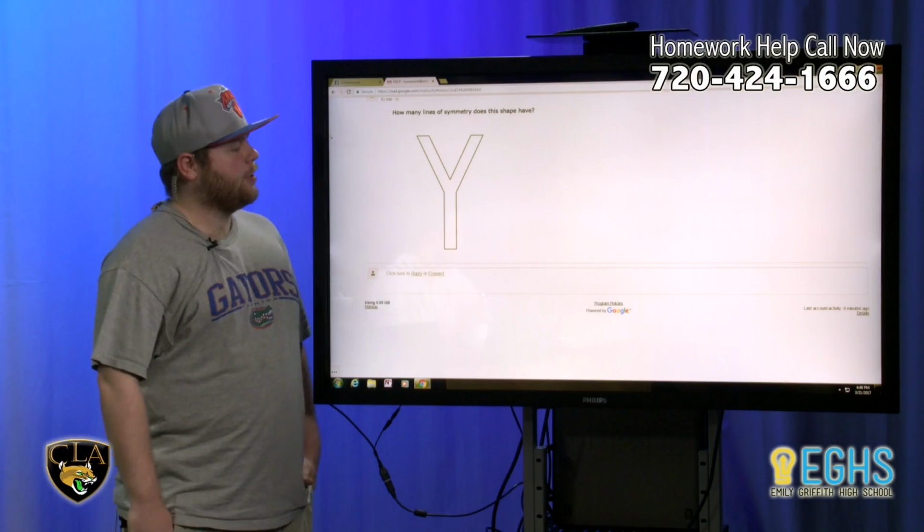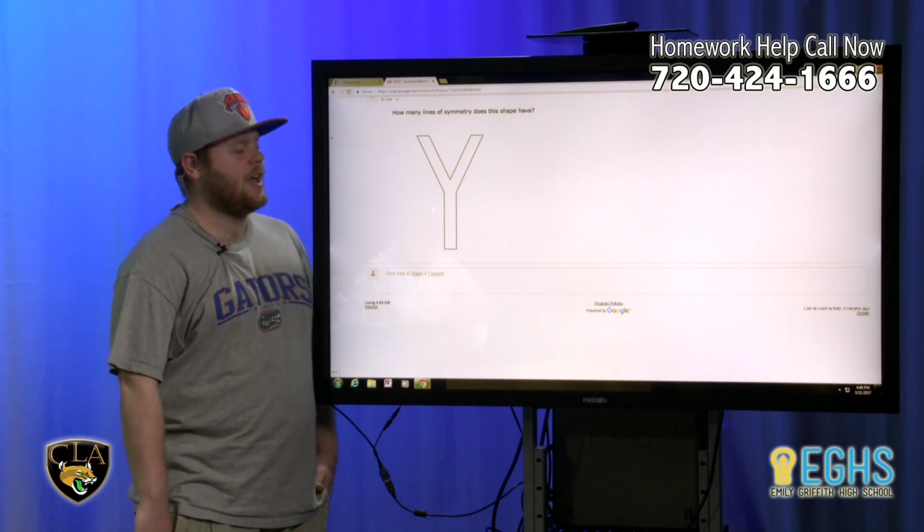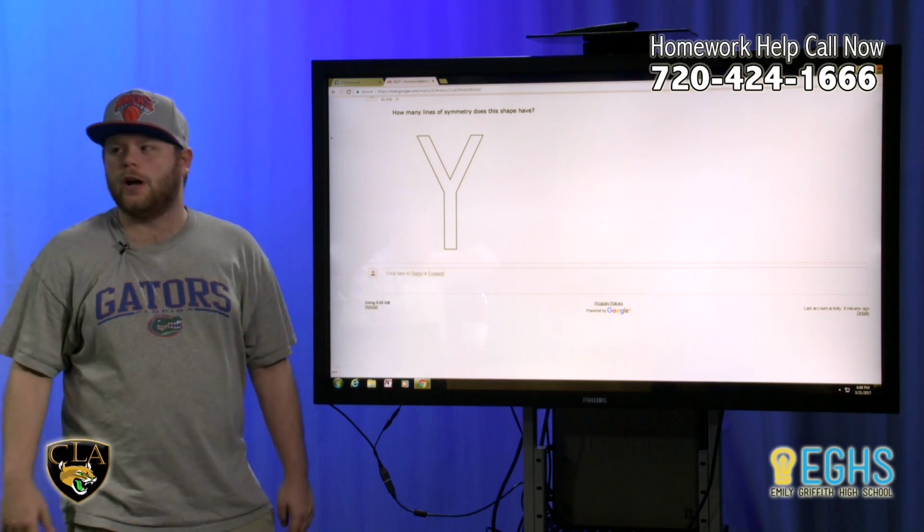Right, so we got another math question here. It says, how many lines of symmetry does this shape have? And it's a big capital Y. All right, I can take that one.